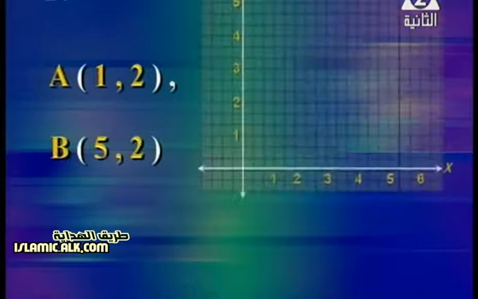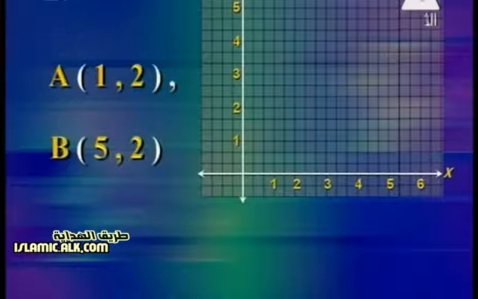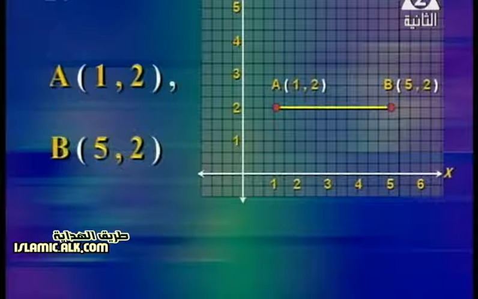A (1, 2), B (5, 2). We want to plot these 2 points graphically. So you are going to draw the x-axis and the y-axis and plot the point A (1, 2) and point B (5, 2), and join them together. You are going to obtain AB line segment.